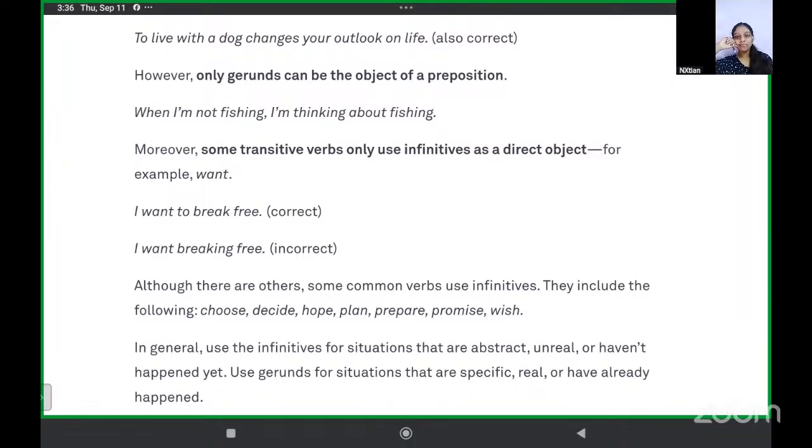Yes, Cedric. Ma'am, is I want to be breaking free correct? No. I want to be breaking free is also not correct. Only I want to break free is correct. We cannot use to in the sentence and ing in breaking together. We can use I want to break free, but we cannot use ing here.